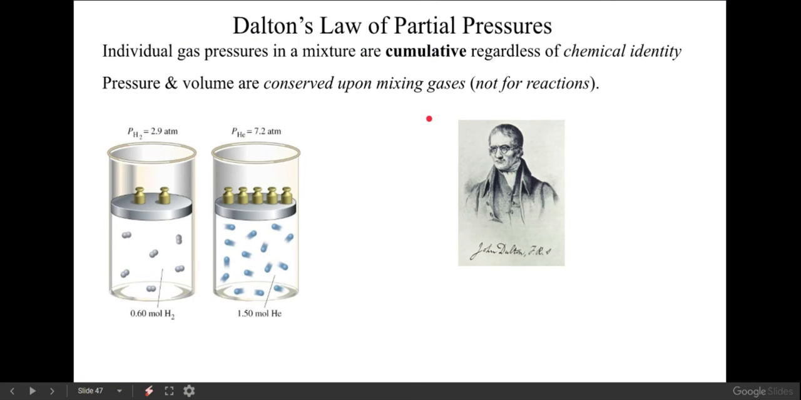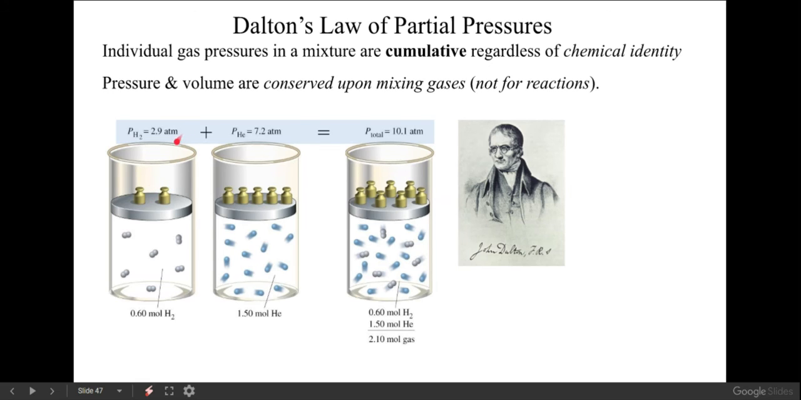So the last gas law of the chapter is Dalton's law of partial pressures. Now this one is kind of different from the others. This is a pretty simple observation that if you combine gases, the volumes are conserved. Now that might not sound super groundbreaking, that 1 liter plus 7 liters equals 8 liters of gas. Or here we have the pressures under constant volumes. Again, the pressures are cumulative.